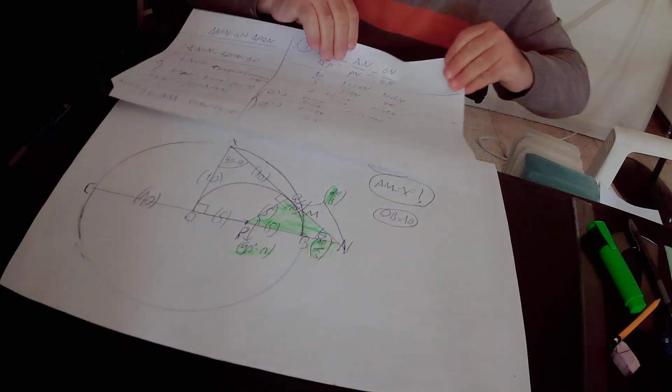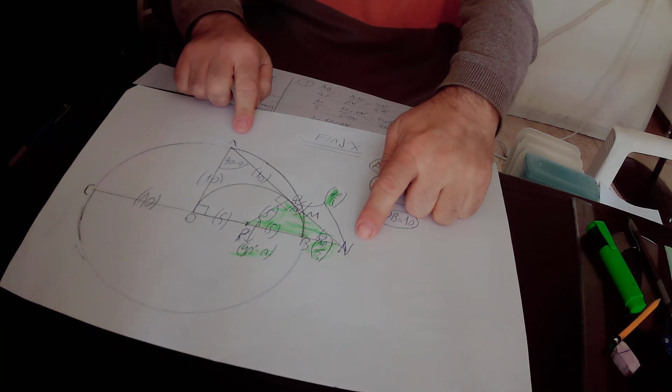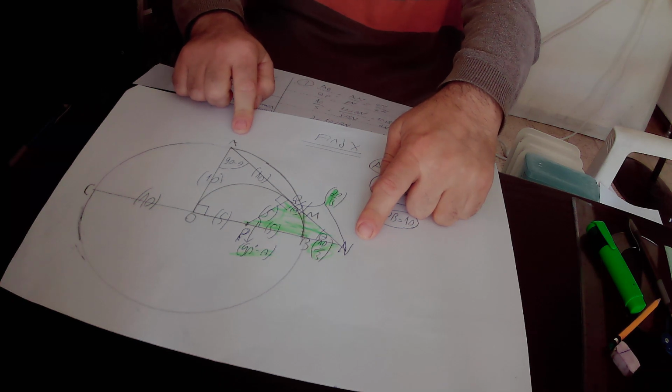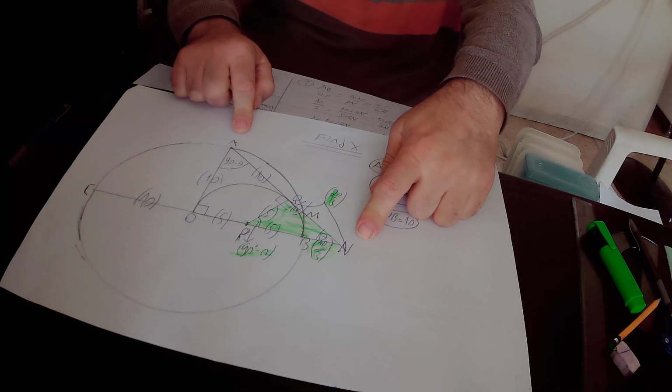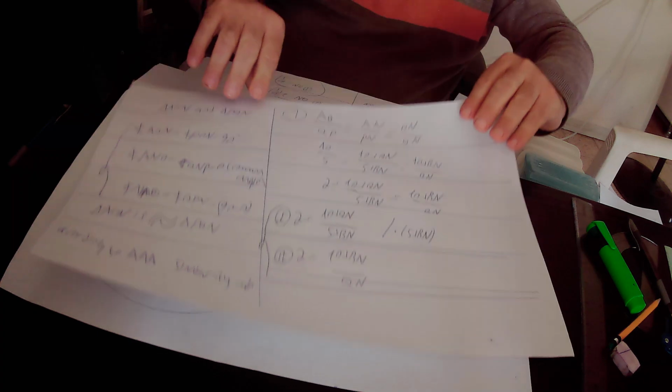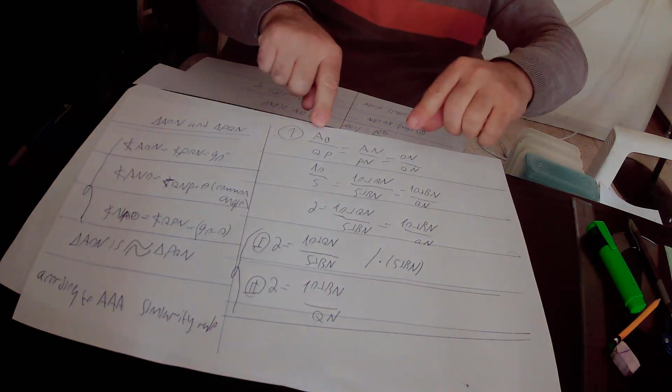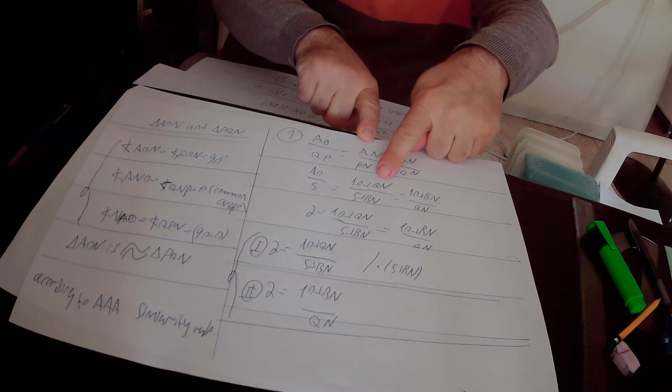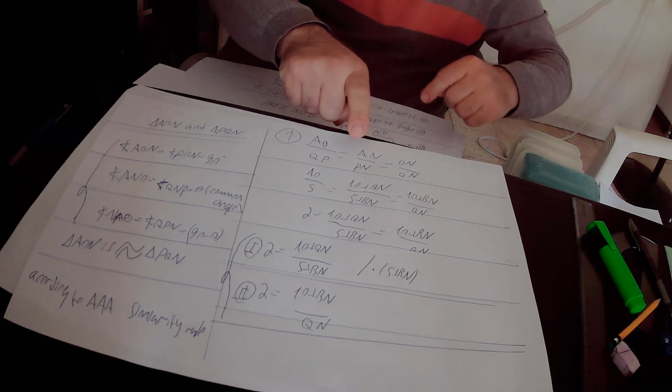From the drawing, it is very easy to see that AN equals AQ plus QN. That is to say, AN equals AQ, that is 10, plus QN. So in total, AN equals 10 plus QN. Here, AN over PN becomes 10 plus QN over PN.